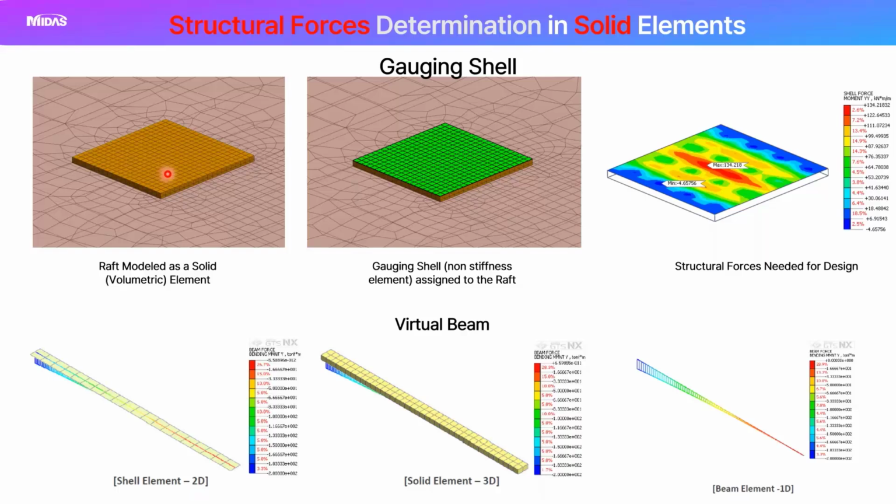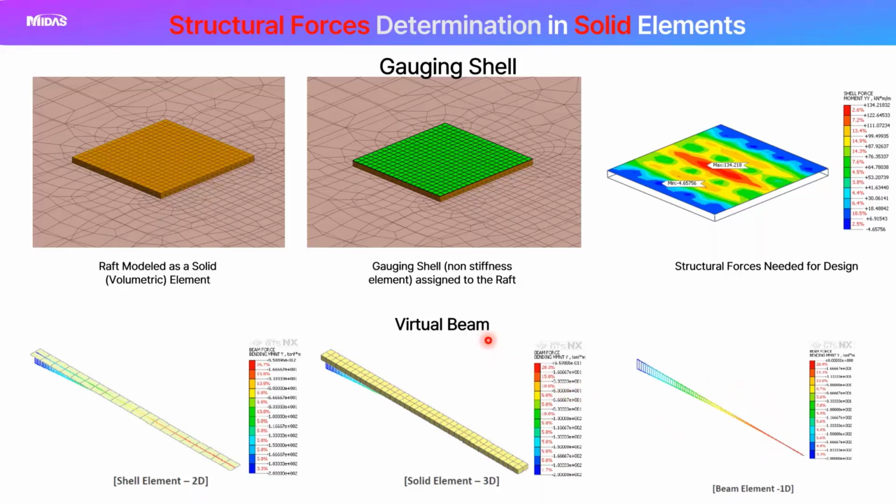In the gauging shell method, whatever raft was modeled as a volumetric or solid element will be assigned a gauging shell, which is a non-structural, no-stiffness member. It will take all the forces in the solid of the raft, and calculate the bending moment, shear forces, and so on. Similarly, we have a virtual beam, wherein we can assign a virtual beam to a 2D element or a 3D element, and then that will calculate the bending moment and shear forces and so on.